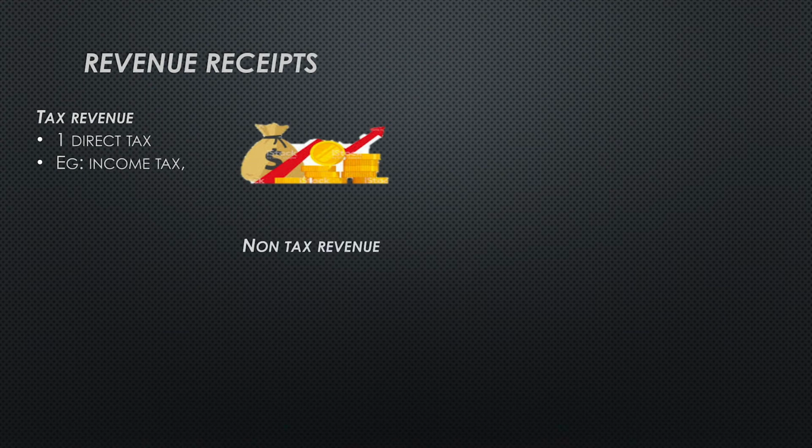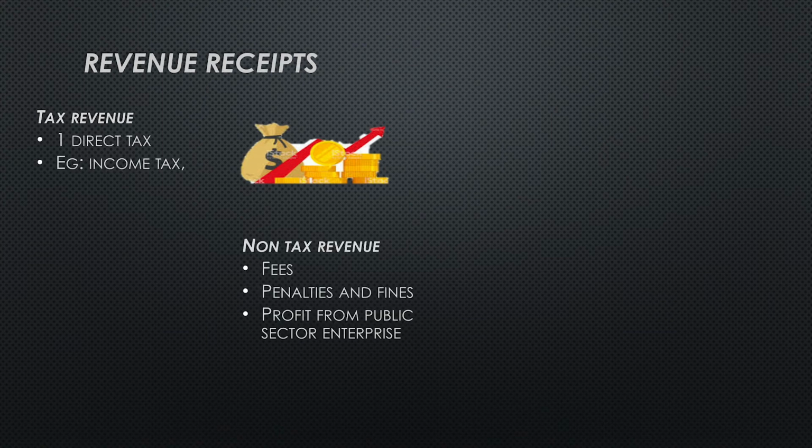Next is non-tax revenue. Here we'll not be discussing all kinds of non-tax revenue, but the major sources of non-tax revenue for the government. Fees: the money which we are paying for availing goods and services provided by the government becomes revenue for the government. Penalties and fines, which we pay for breaking social and economic norms.